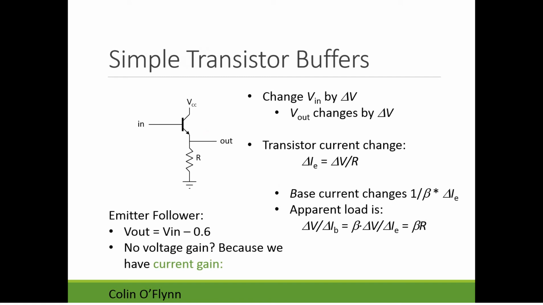And we can look at how you can build a buffer with parts in your kit in particular. So there's sort of two main methods. The first is a simple transistor buffer. And I'll show you briefly how this works. So this is a transistor configured in what's known as an emitter-follower configuration.